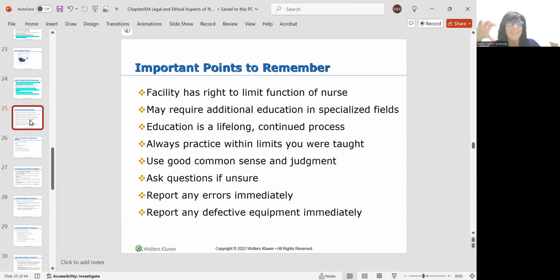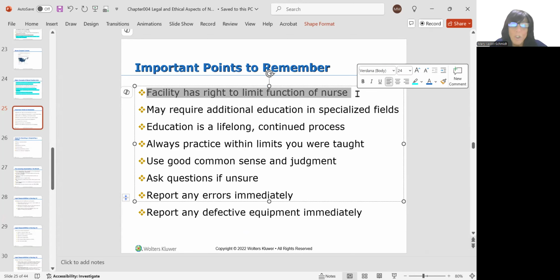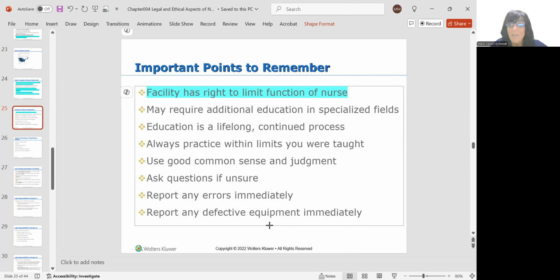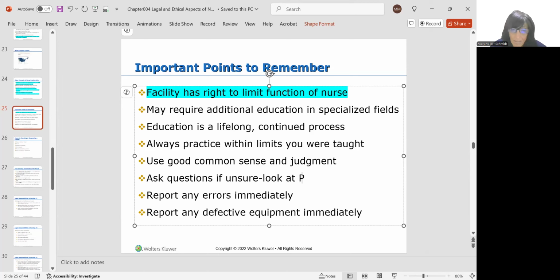Your scope of practice is defined by the Nurse Practice Act, but a facility might have a specific policy or protocol that says LPNs can't do this, that, or the other. So, when you hear someone say, oh, you're not allowed to do that, it's usually not the Board of Nursing saying that. It's usually some kind of policy within the facility that you're in, right? Just use common sense. If you're not sure about something, ask questions. I would say look for the policy and procedure manual, called P&P. Look at your policy and procedure manual.